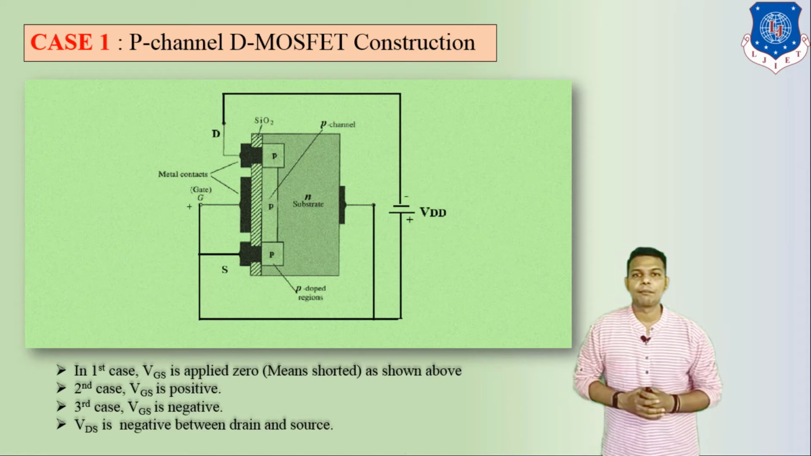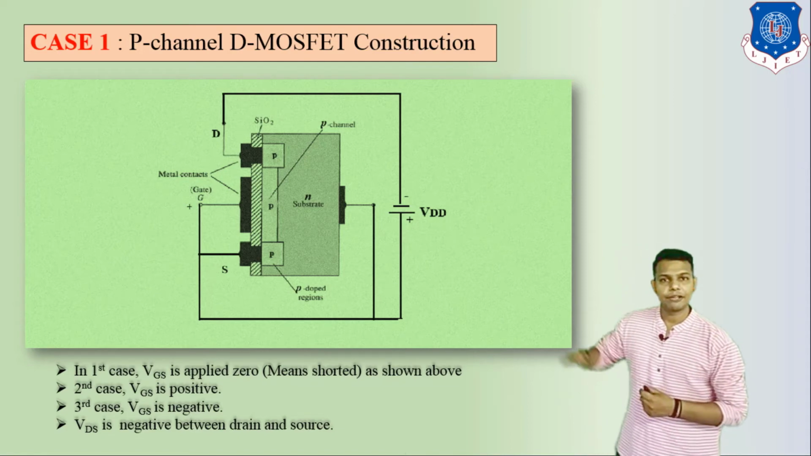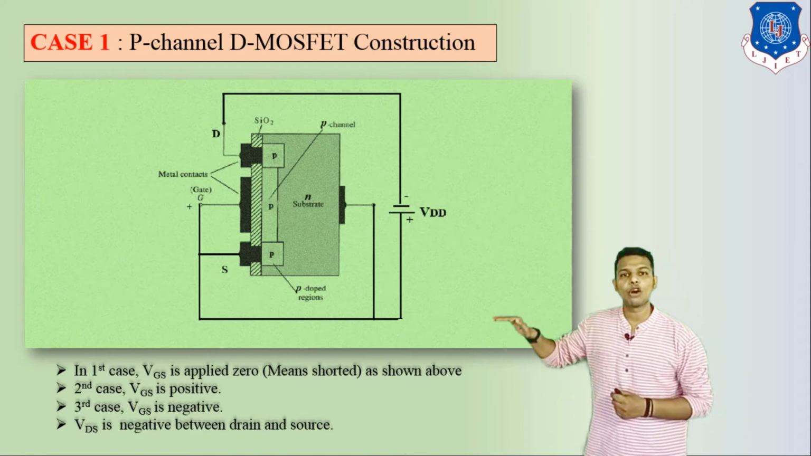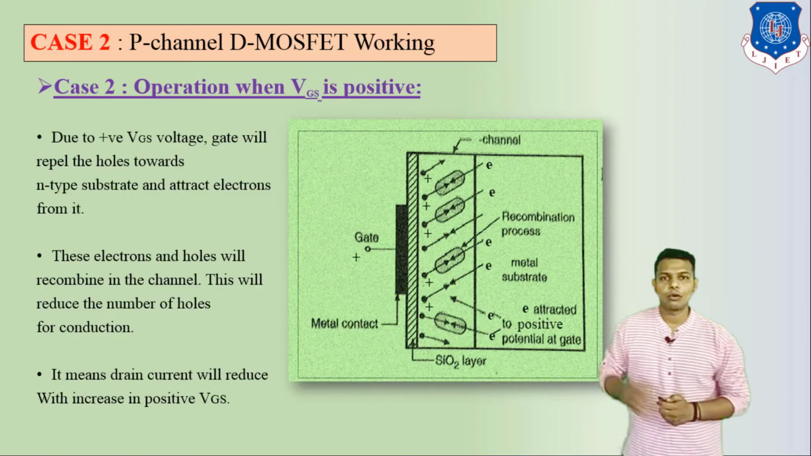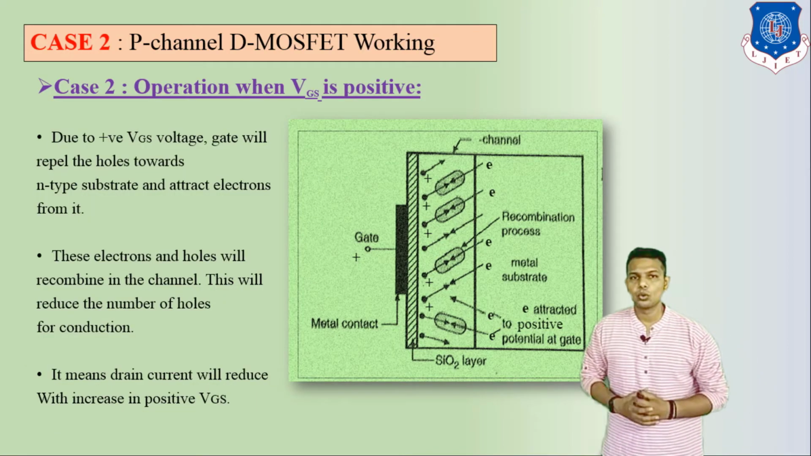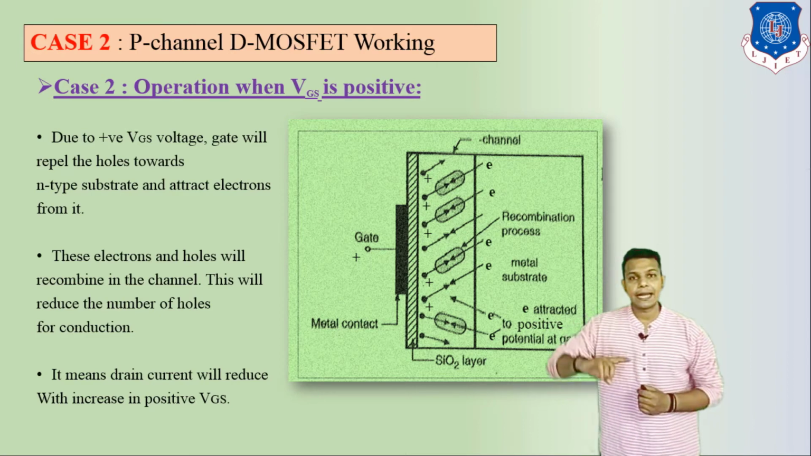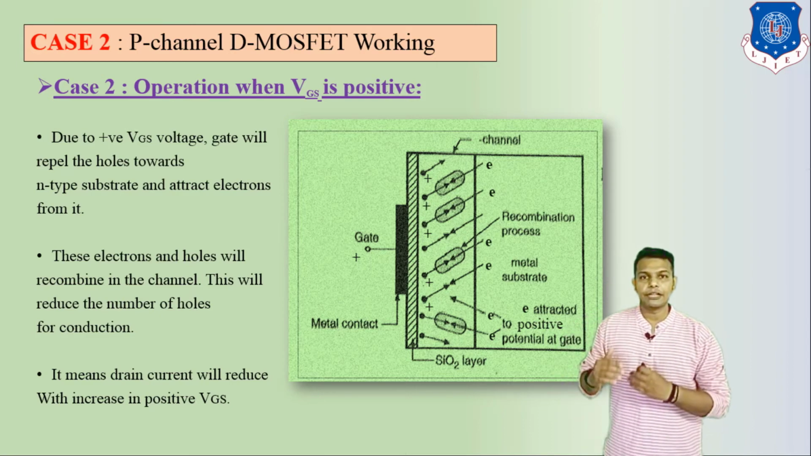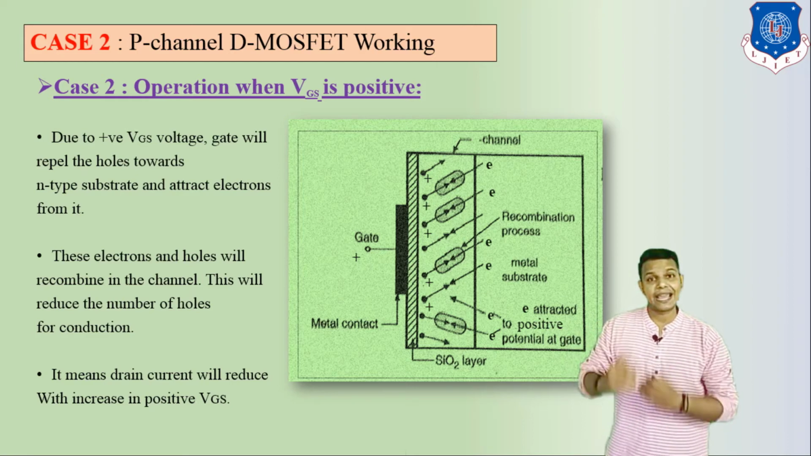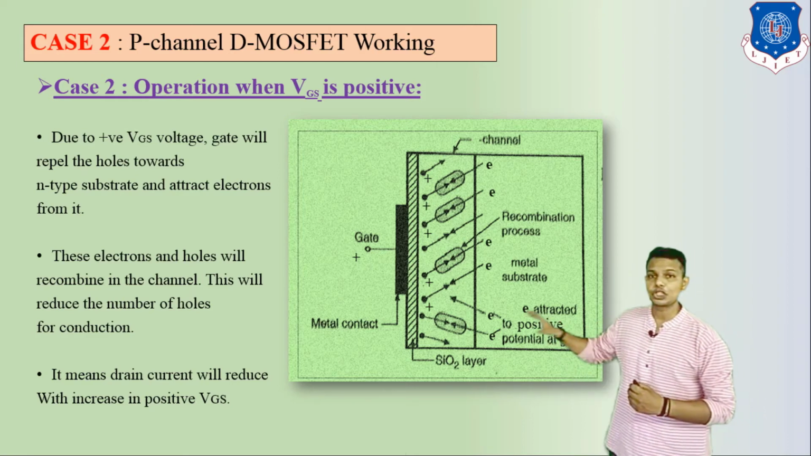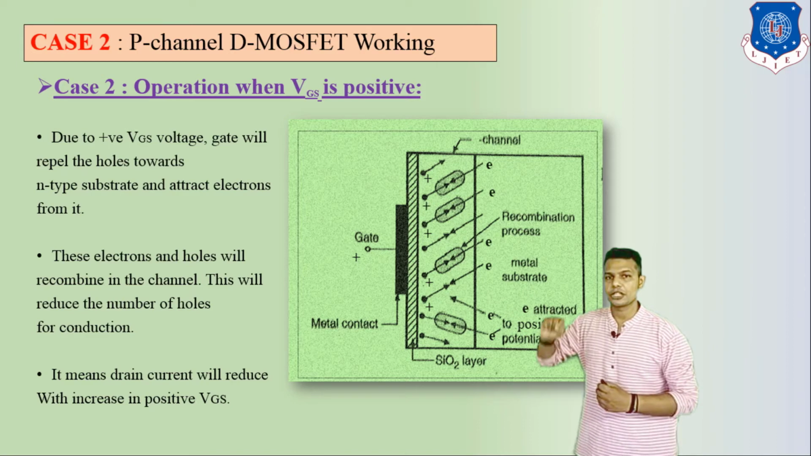Now this is case number 1, where we can find the maximum flow of drain current. Now let us discuss case number 2, when VGS is positive. Remember this: in the N channel we took VGS negative, but here we should take VGS positive.